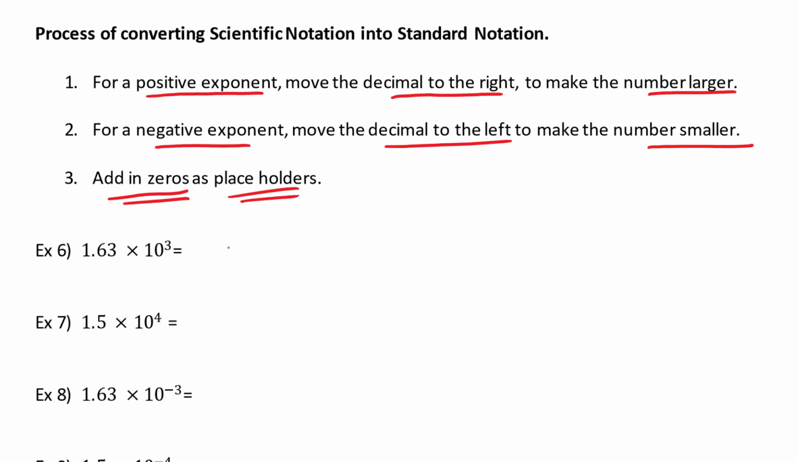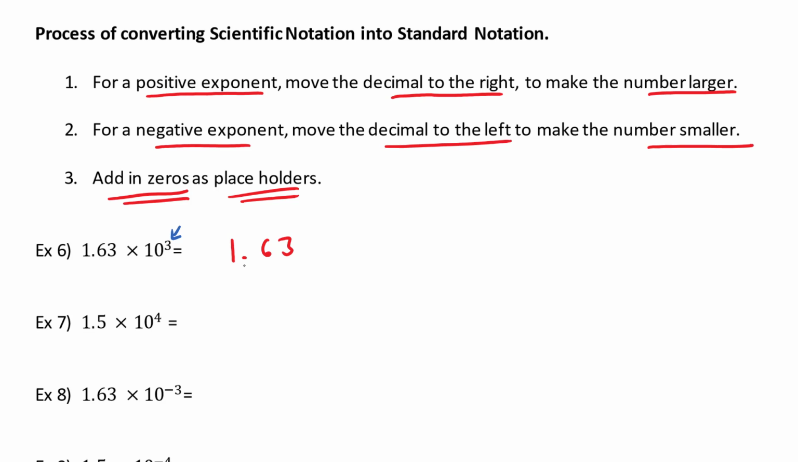So here we have 1.63 times 10 to the 3. This is a positive exponent. Therefore, this number is going to get larger. We're taking 1.63 and multiplying by 10 to the 3, which is the same as multiplying by 1,000. We multiply by 1,000, it gets 1,000 times larger.